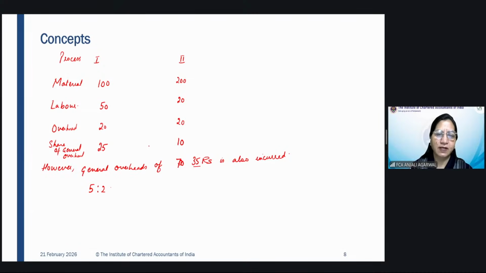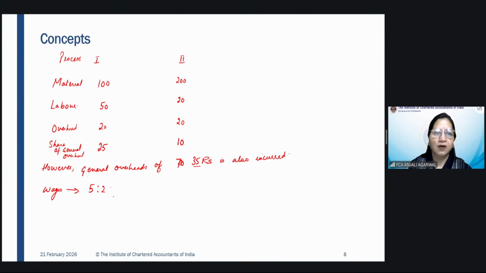So each process will have certain expenses which are specific to that process, but it may also have to bear a portion of the general or indirect overheads, which has to be allocated to two, three or four processes in some specific ratio. If that ratio is given, you will utilize that ratio. But if that ratio is not mentioned, use wages as your best basis to allocate the general or indirect overheads.